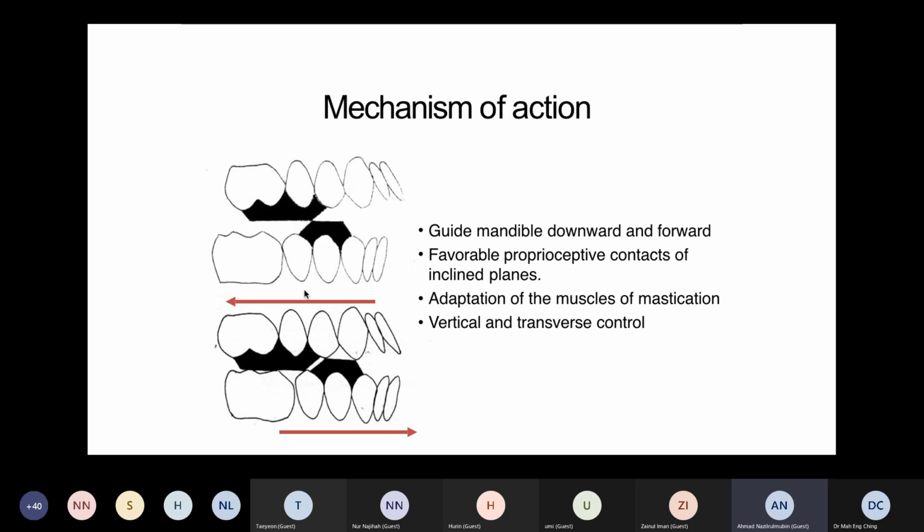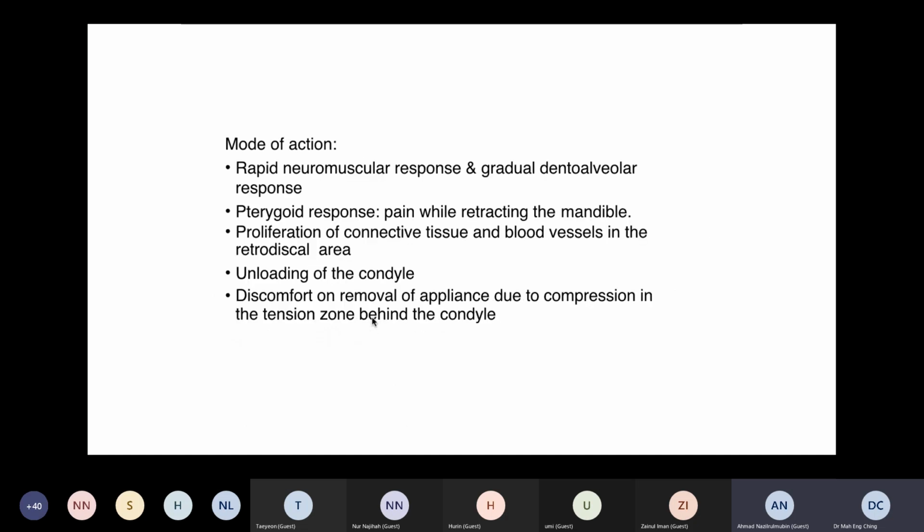Adaptation to the muscles of mastication. So it doesn't affect the muscles; the tongue and the buccinator can still work well. Vertical and transverse control. Sometimes we can do the expansion using the expander on the upper or lower, so we can expand the jaw separately. The mode of action: rapid neuromuscular response and gradual dentoalveolar response. So we get a bit of neuromuscular response and a bit of dentoalveolar response. Then the pterygoid response, pain when retracting the mandible.